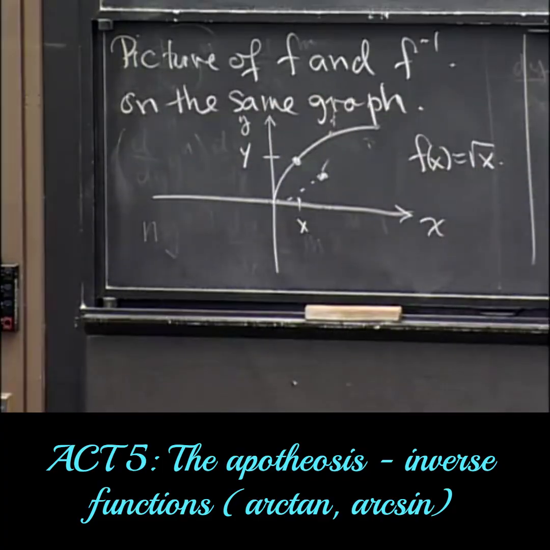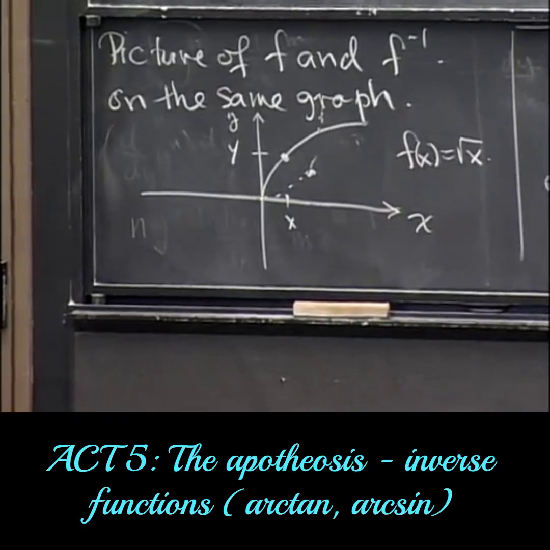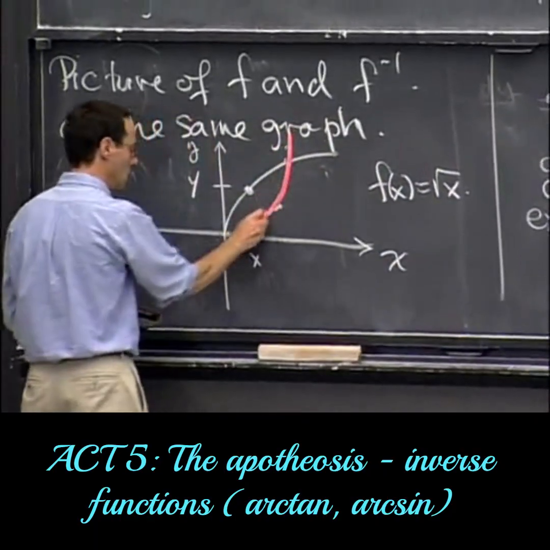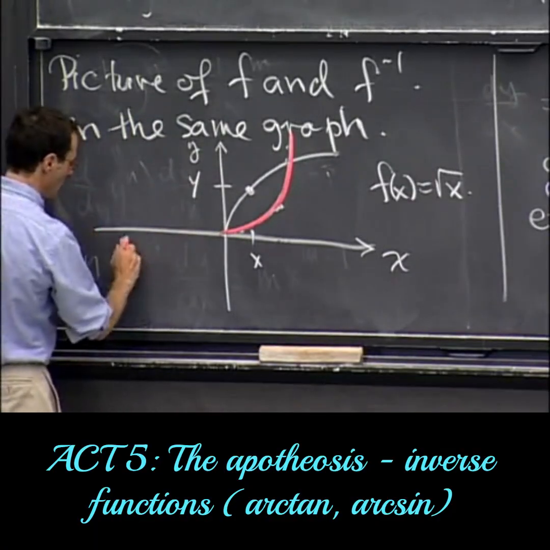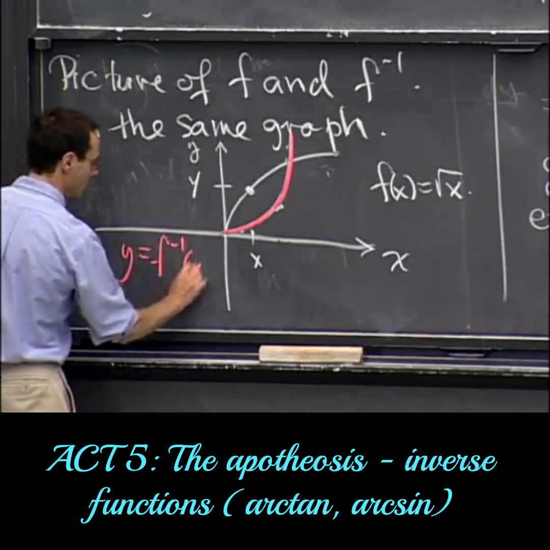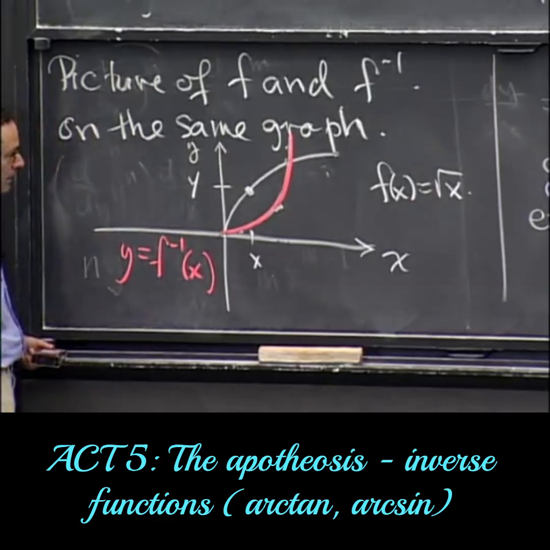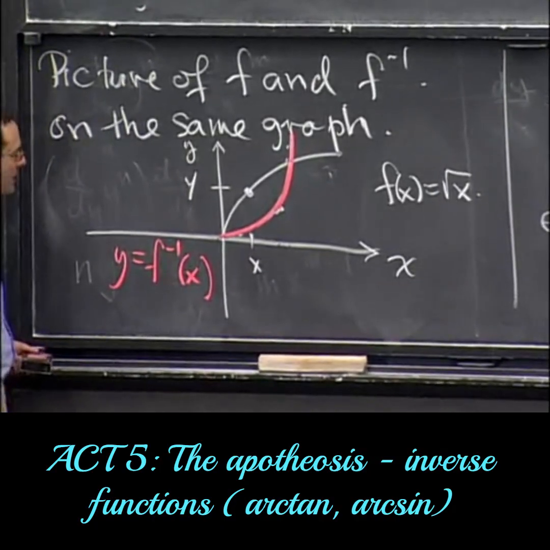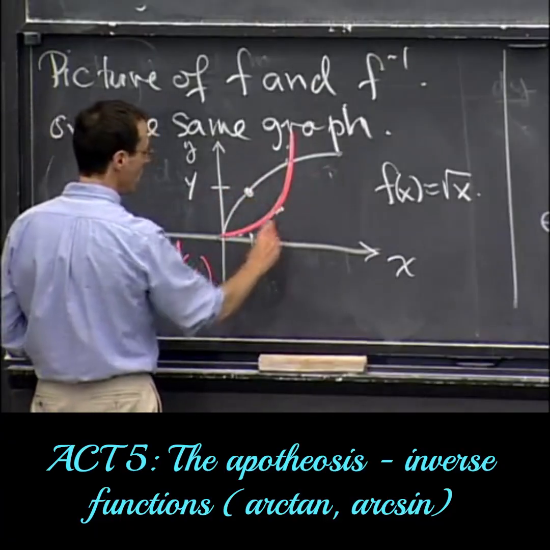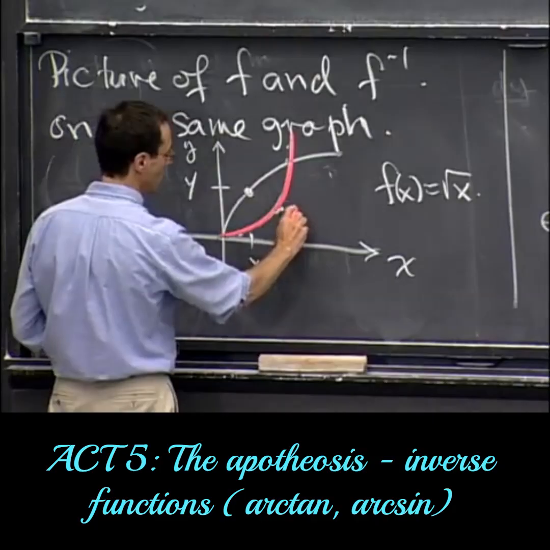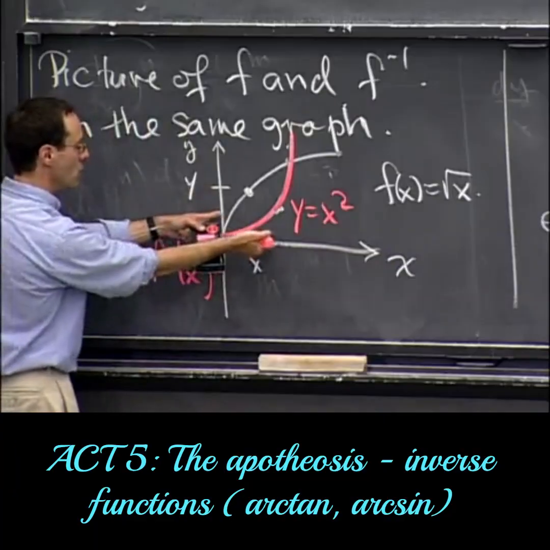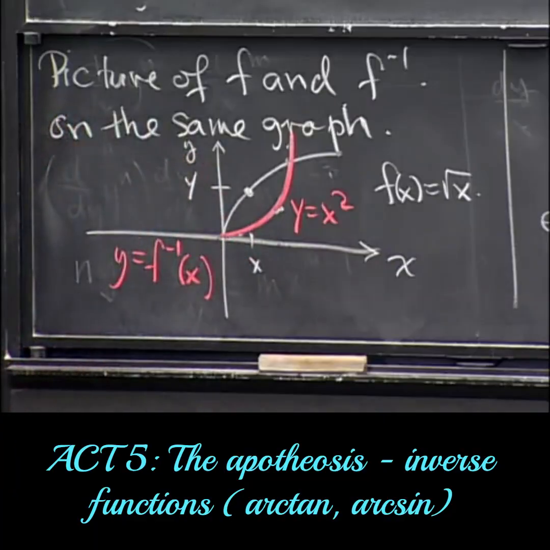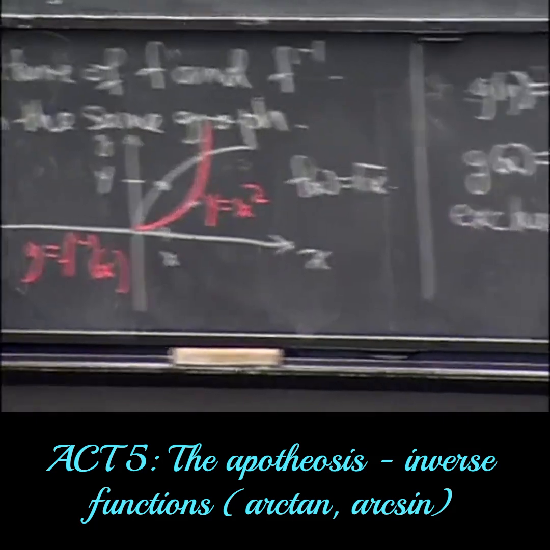Maybe I'll draw it with a colored piece of chalk here. All right. So this guy here is y equals f inverse of x, right? And indeed, if you look at these graphs, this one is the square root. This one happens to be y equals x squared. They're just, if you take this one and you turn it and you reverse the roles of the x-axis and the y-axis and tilt it on its side. All right, so that's a picture of what an inverse function is.